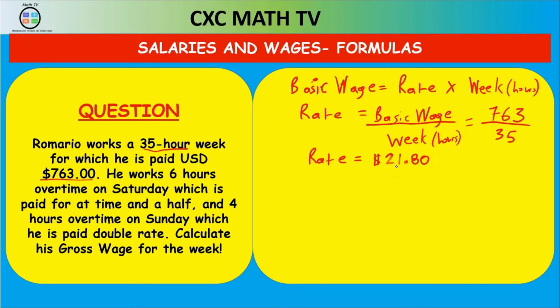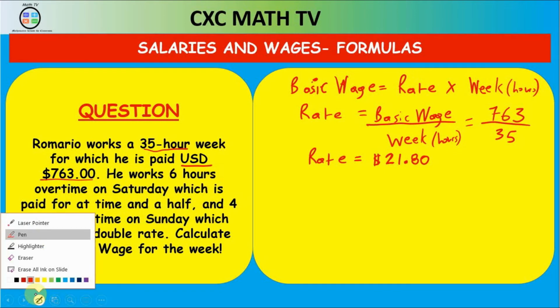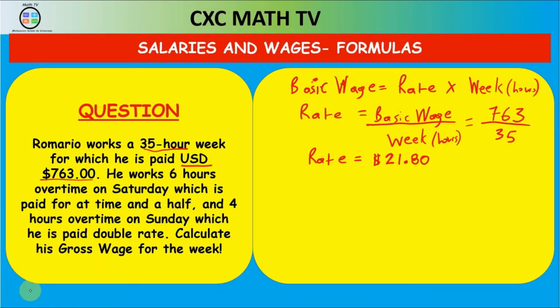Wow! So look at that. Romario is being paid $21.80. Remember, this is US currency. Man, I wonder what kind of job Romario is doing because $21 is a good rate. We know that. Now, here's what they say now. They say he worked 6 hours overtime on Saturday and it is being paid at time and a half. So that's just the first part of the calculation, right? Now we need to work out his overtime wage.